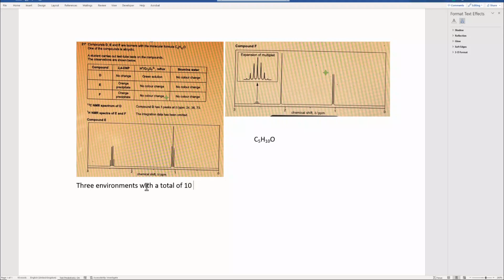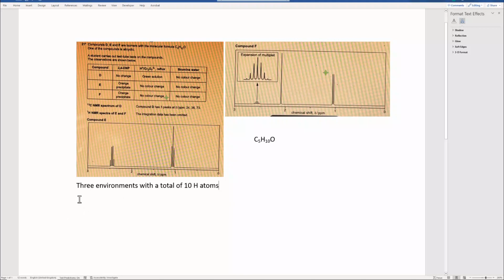10 hydrogen atoms. Now the first environment we can see is around about delta value 1. Now that's typical of an alkyl group that's quite far away from any electronegative element. All right. Now we know it's been split into a doublet, and that tells us that it must have a neighbouring carbon with only 1 hydrogen atom.